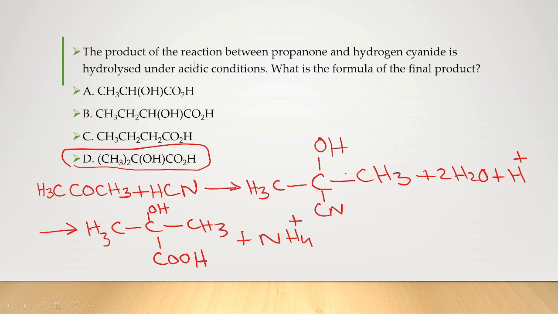In this question, the product of the reaction between propanone and hydrogen cyanide is hydrolyzed under acidic conditions. So what is the formula of the final product? You can see the C double bond O, it is the ketone, plus HCN. OH will be added here, CN will be added here. With the help of H plus ions, it will be converted into this one. So CH3 twice, COOH and OH. So D will be the answer.